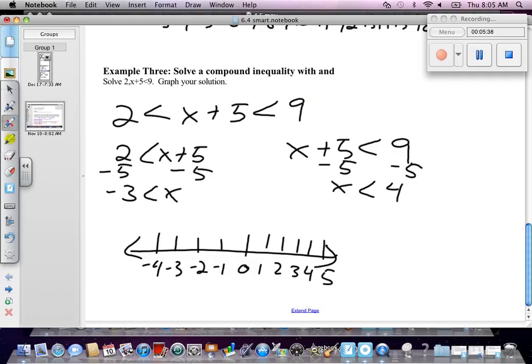I'm going to put an open or closed circle over negative 3. Let's switch this so that this is the right direction. Which way is the alligator eating, the x or the negative 3? So it still has to eat the x. So I put an open or closed circle over negative 3? And x is greater, so which way do I go? To the right. Open or closed circle over 4? And it goes to the left.